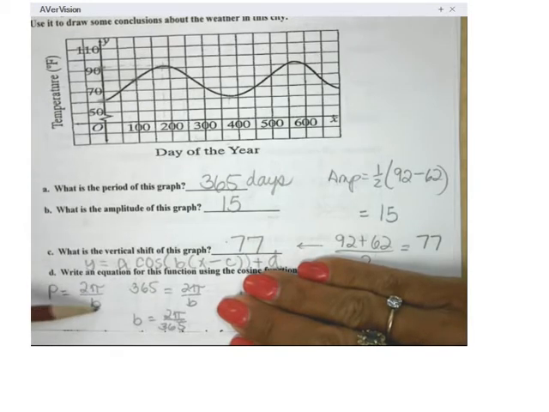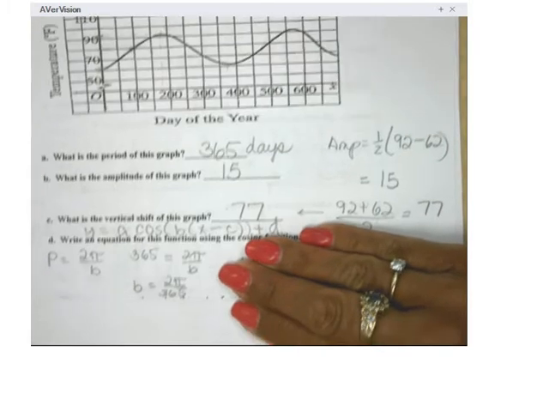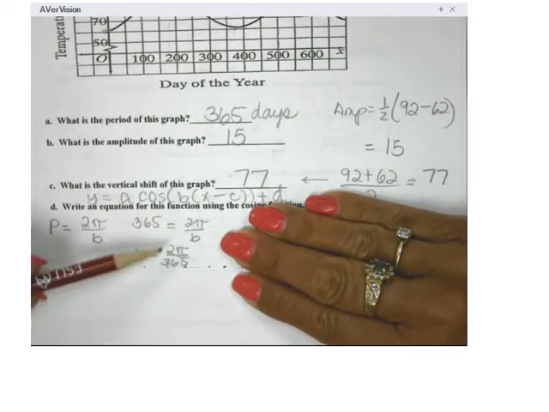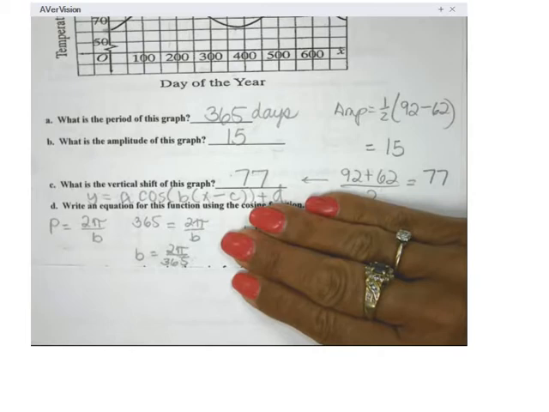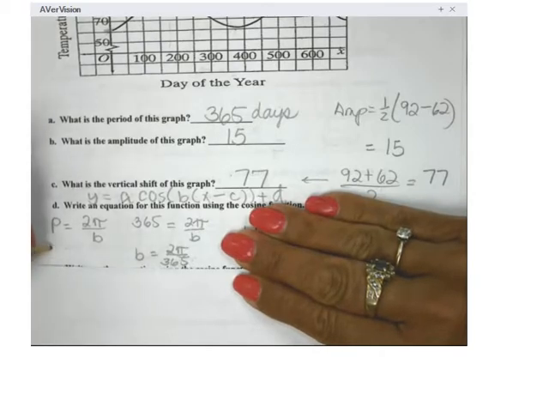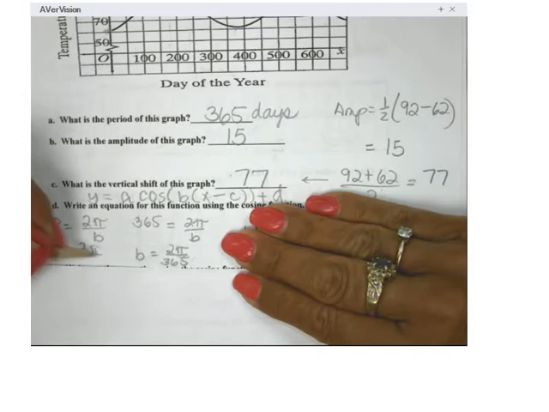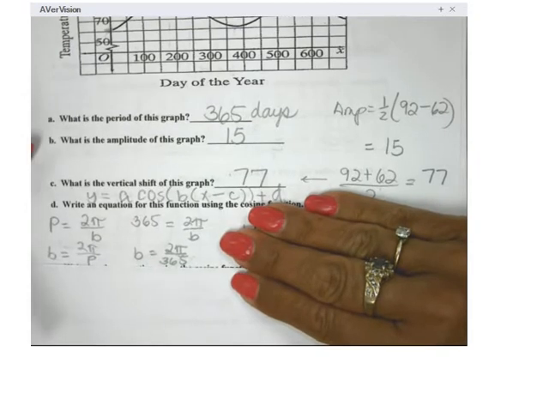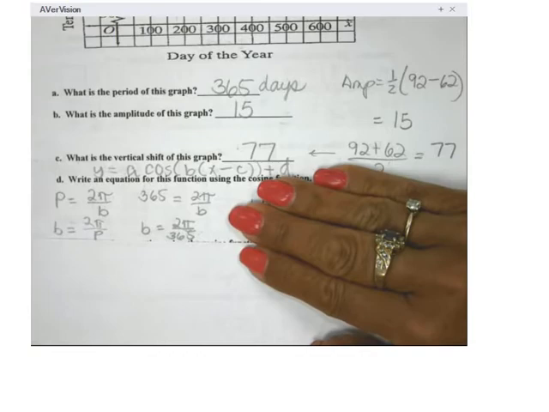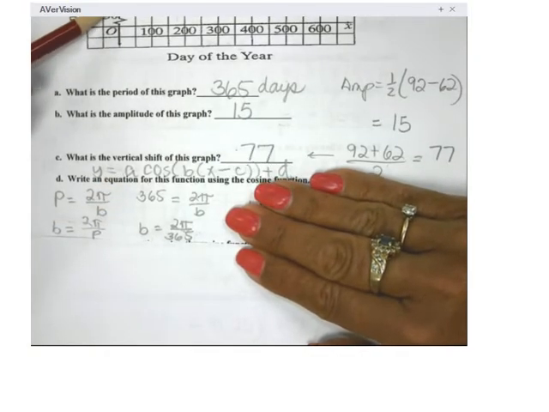So I did that. We know that the period, which is 365 days, is equal to 2 pi divided by b. And so I calculated my little b value to be 2 pi divided by 365. And remember, if p is equal to 2 pi divided by b, these two are inversely proportional. We could solve for b and get 2 pi divided by the period. That's how we can calculate our little b.